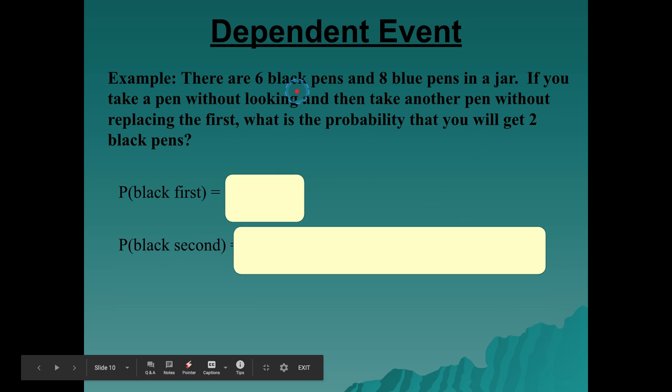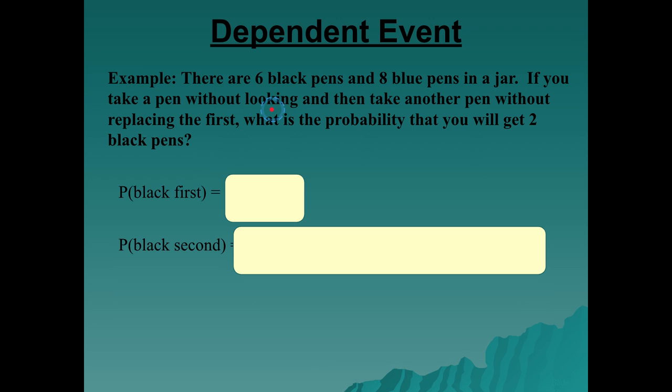There are 6 black pens and 8 blue pens in a jar. If you take a pen without looking and then take another pen without replacing the first, so there's my keyword, without replacing the first, what is the probability you will get 2 black pens? First of all, how many total pens are there? Well, you get 14 total. Of those 14, how many are black? 6. So there's 6 out of 14, and I did not replace it.